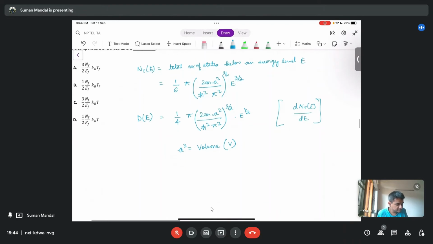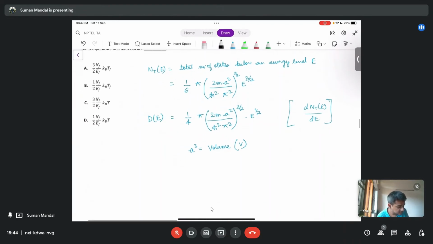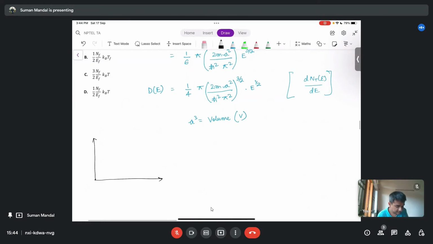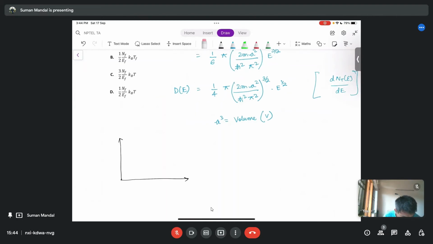we will plot it once again. We'll plot the density of occupied states, basically dE into the Fermi-Dirac distribution. So that appears something like this, a sharp wall at EF.